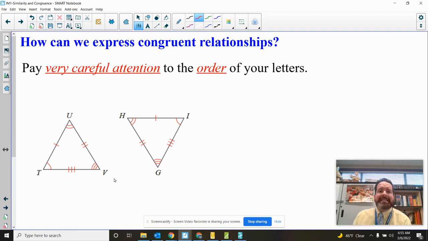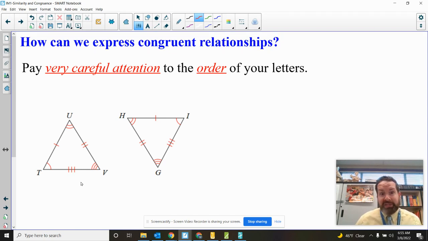Okay. I can see that I have sides with 1 mark, so that means those two sides are the same length. I've got sides with 2 marks, so those two sides are the same length. And I've got sides with 3 marks. Those two sides are the same length.